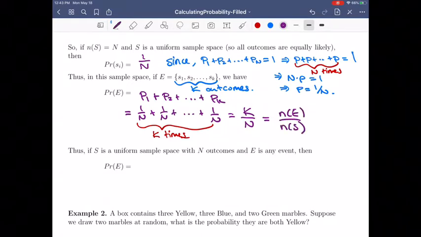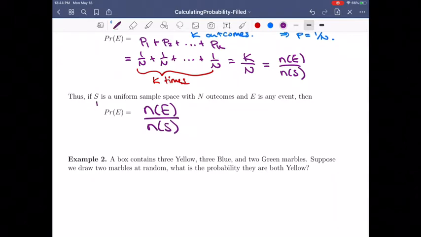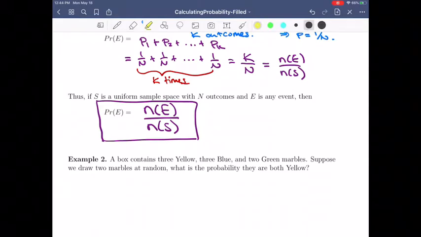Here you can see where the counting is likely to come in. To rewrite that again: if we have a uniform sample space S that has capital N outcomes and E is any event, then the probability of E is going to be the number of things in E divided by the number of things in S, or capital N. It's important that we're in a uniform sample space. If the sample space is not uniform, then this doesn't work, so we want to be careful about that.